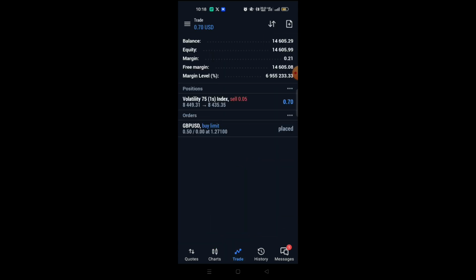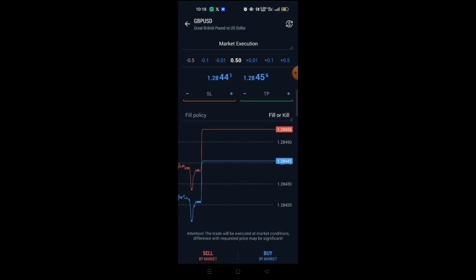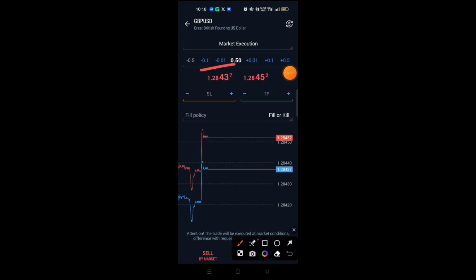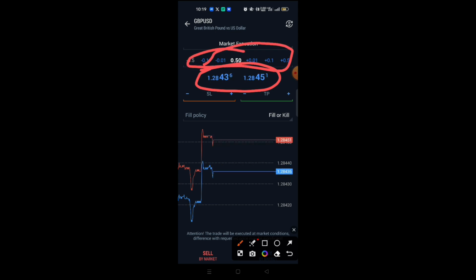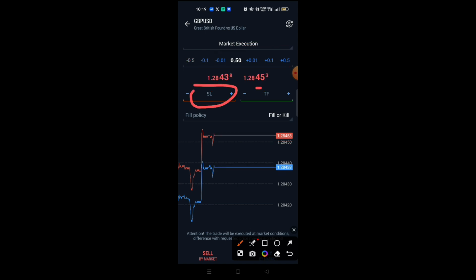So for this now, this is the current market price. I believe I've covered this part before, but let me just refresh you. This is where you put your lot size. You can always modify, add, delete, and everything. Then this is your SL and this is your TP. So you can always put that at the back of your mind.